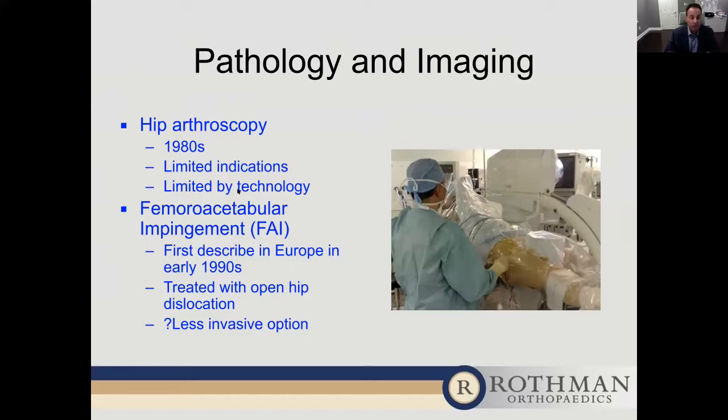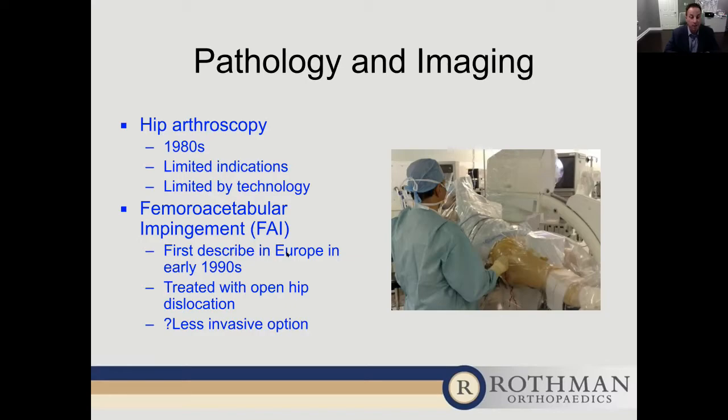Then around the early 90s came this diagnosis of femoroacetabular impingement. So we'll break that down into word segments. Femoral is the femur or the thigh bone. Acetabular is the socket, and impingement means pinching. So basically we had the femur and the socket pinching on each other. FAI was the name of the diagnosis.